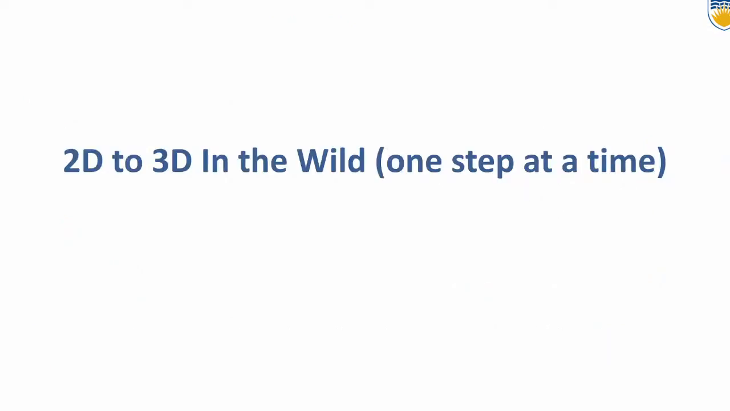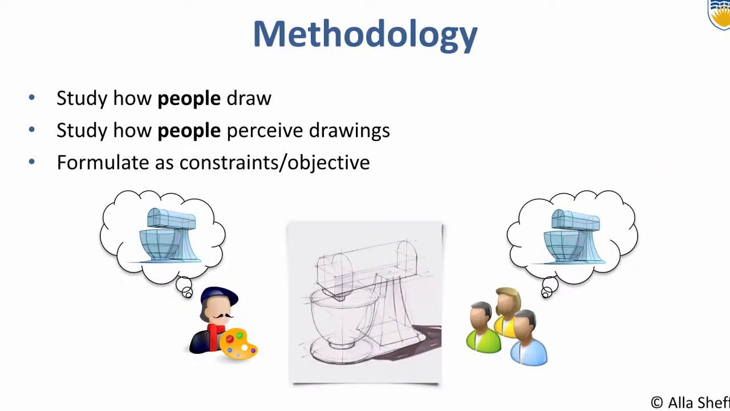So the goal can be thought about as 2D to 3D in the wild, as in we want to get real 2D drawings and we want to get 3D. So at the high level, the goal is exactly as I said: we want to understand how people draw, and we want to understand how people perceive drawings and formulate this kind of knowledge as some kind of objective and constraints. Right? So we want to be able to look at the drawing, understand how and why an artist decided to draw it that way, and how and why observers perceive it that way.